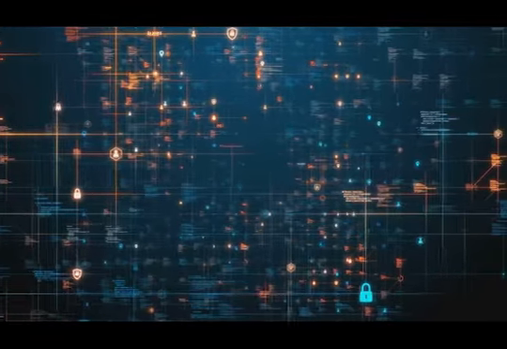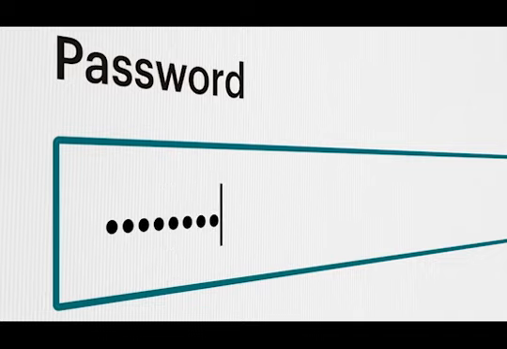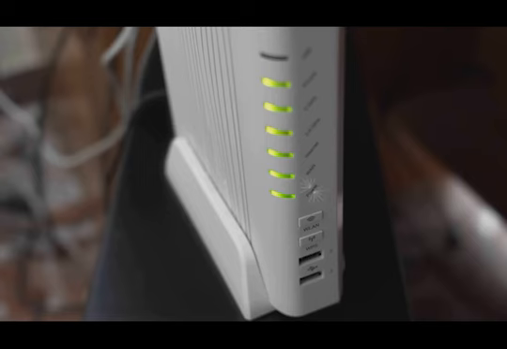Protecting your IoT devices. While the challenges are significant, there are steps you can take to bolster your IoT security. Secure your network. Use a strong, unique password for your Wi-Fi network. Consider using a guest network for IoT devices to isolate them from your main network. And keep your router's firmware up to date.